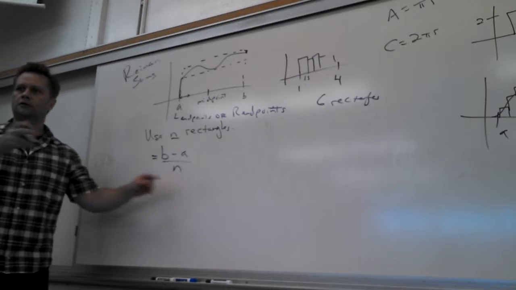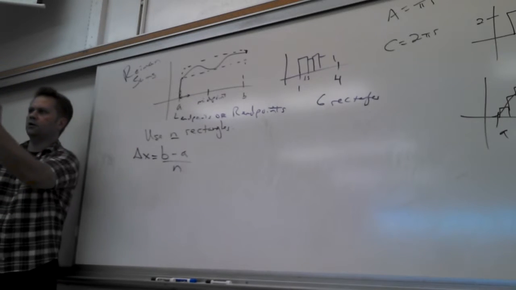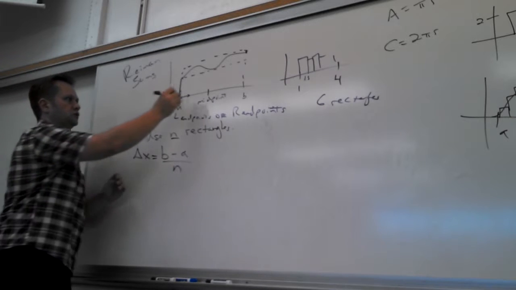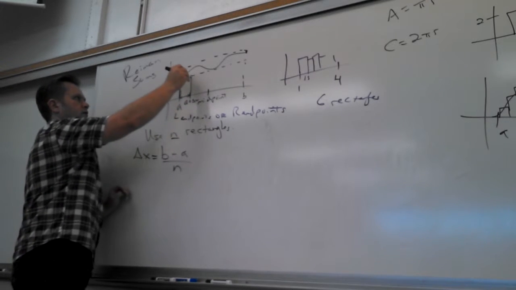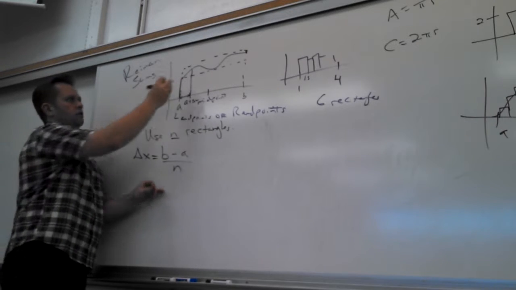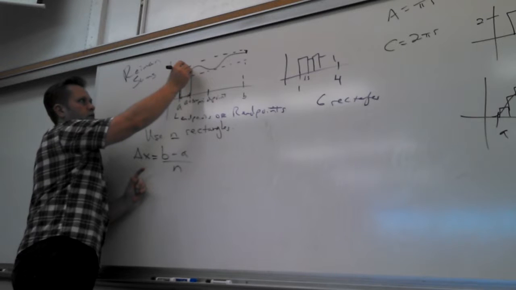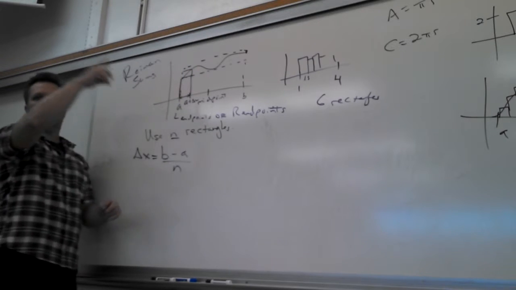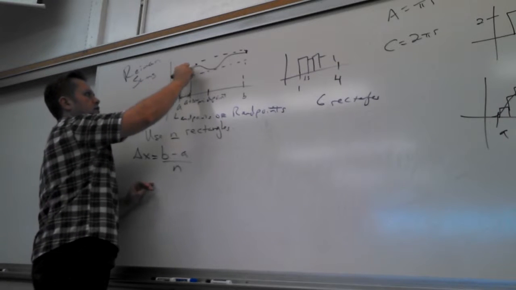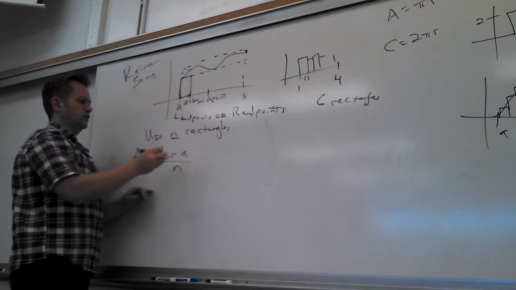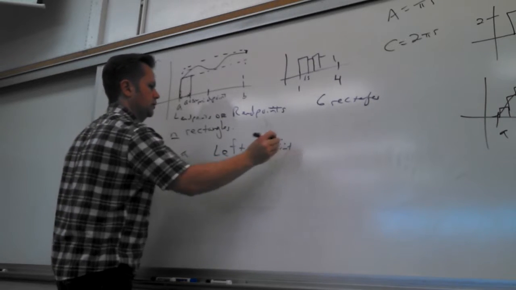So the width, I'm going to call it delta x, because that's how much I'm going to let x change by. So my first rectangle would go out to a plus delta x. If I want the left endpoint to tell me the height, it would be there. If I want the right endpoint to tell me the height, it would be there. So let's just stick with the left endpoint first, just so I can get you to see what the formula is going to be.